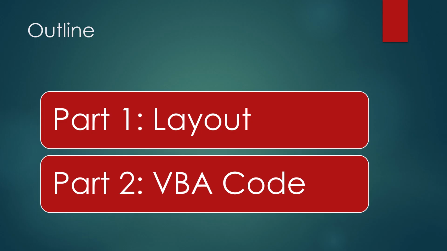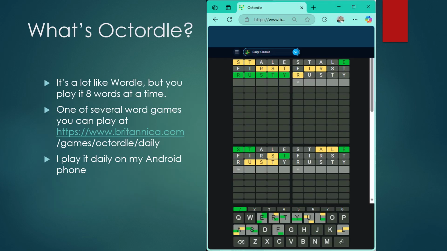I've broken this presentation out into two parts. The first part today is the layout of the spreadsheet. This creates the tabs, the buttons, the drop downs, the grids. The second part of this presentation is the actual Visual Basic for Applications code that goes into the spreadsheet and makes everything work. Before jumping into the spreadsheet, let's take a look at what is Octordle.